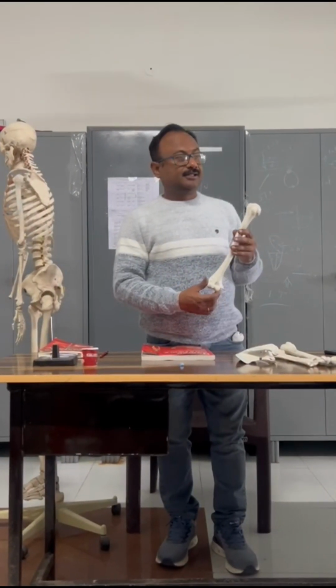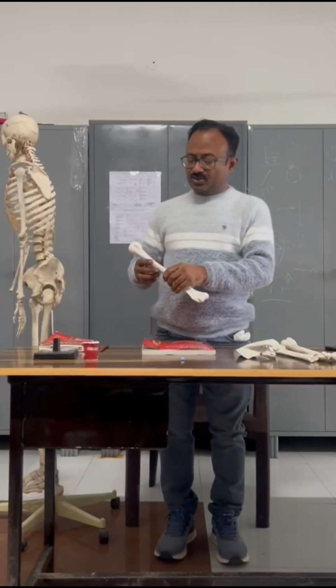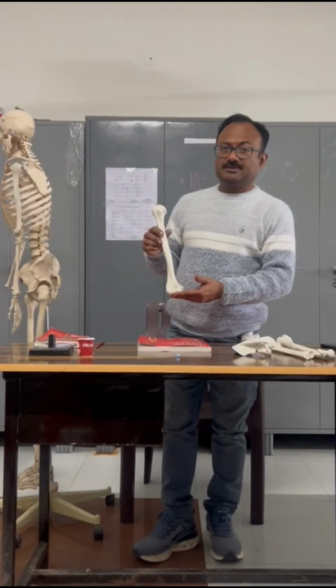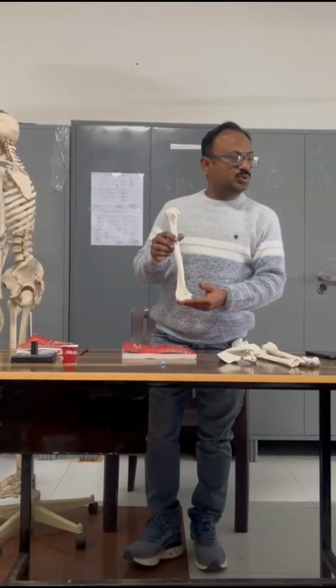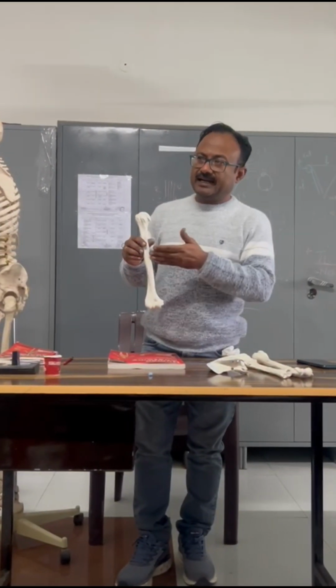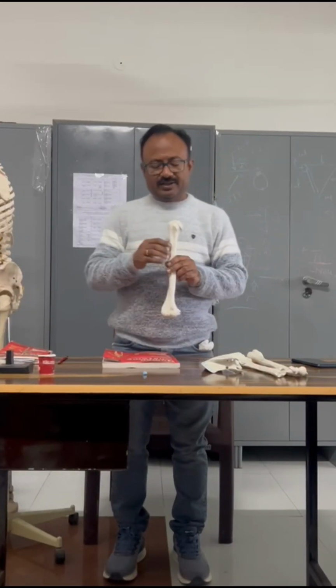This is the humeral bone. When we talk about the humerus bone, you will find it's a long bone. It has two ends, upper end and lower end, and a shaft.